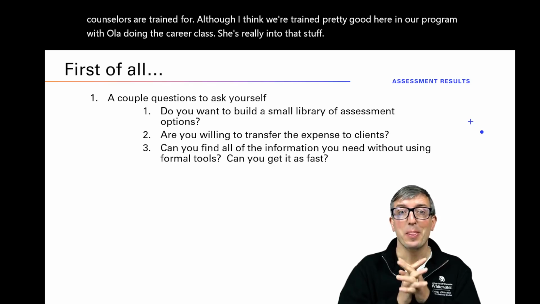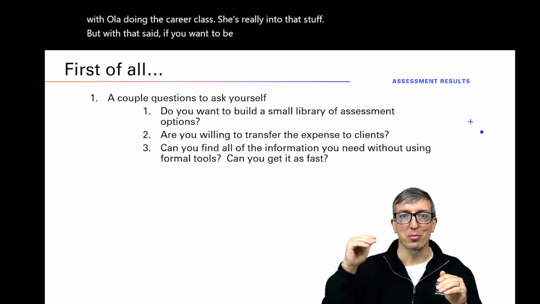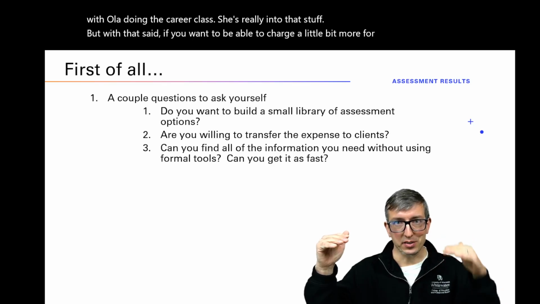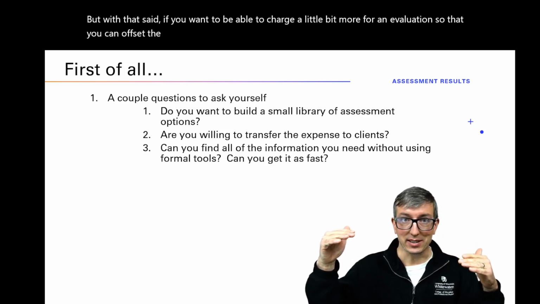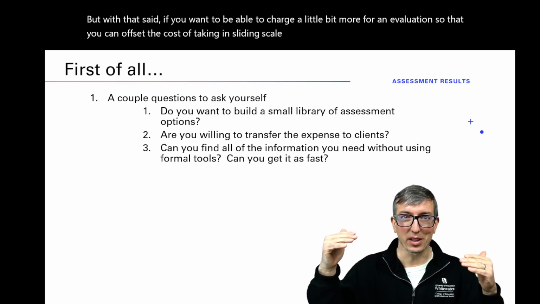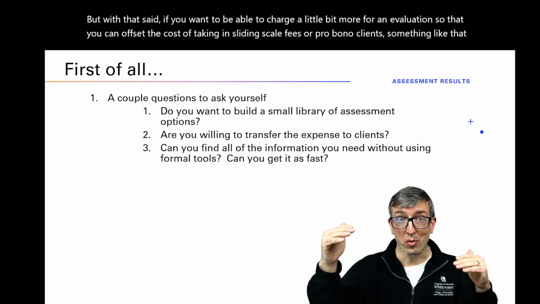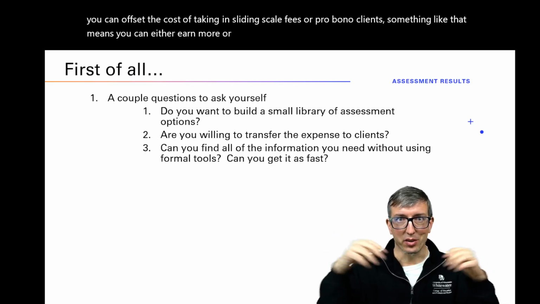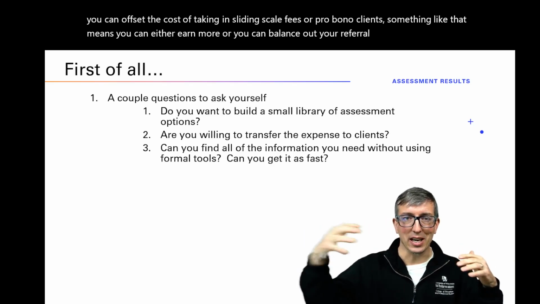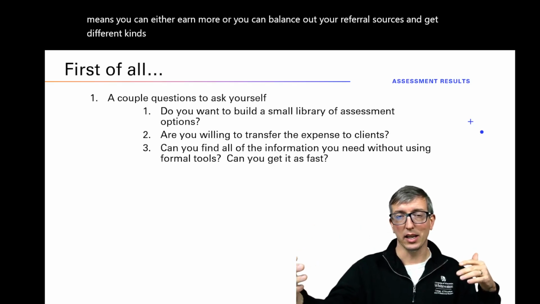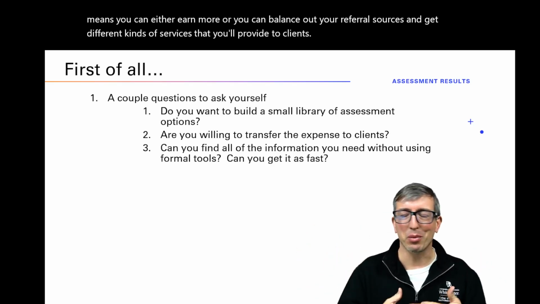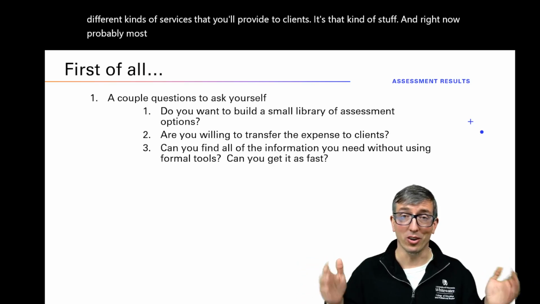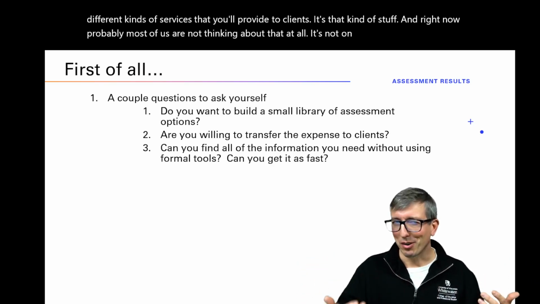But with that said, if you want to be able to charge a little bit more for an evaluation so that you can offset the cost of taking in sliding scale fees or pro bono clients, something like that, that means you can either earn more or you can balance out your referral sources and get different kinds of services that you'll provide to clients. It's that kind of stuff. And right now, probably most of us are not thinking about that at all. It's not on our radar. But later on, you might be.